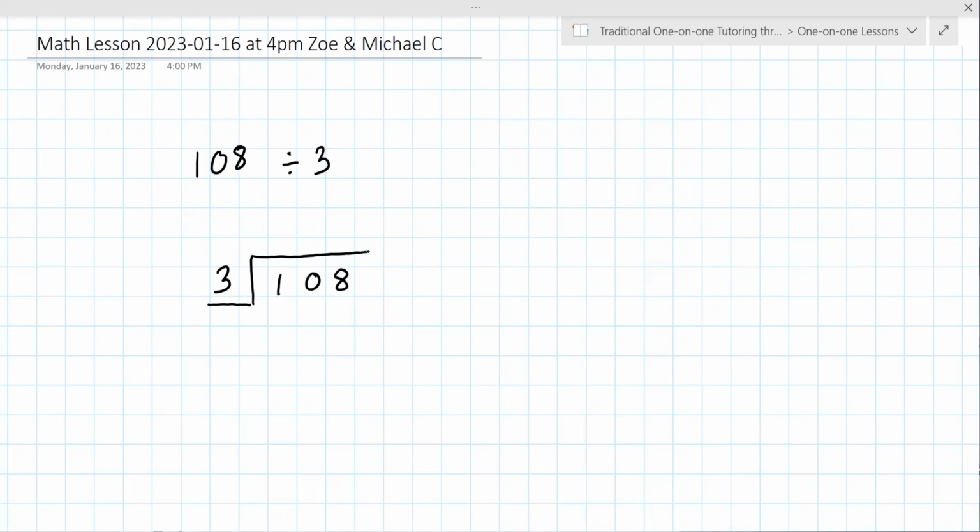Yes, yes. Okay. So from here, you have to decide, well, how many times does 3 go into 1? Because the 1 is smaller than the 3, it does not go in. It does not go into 1. You need the number to be bigger than 3. So you say, okay, well, let me go to the right and look at these two numbers together, 10. How many times does 3 go into 10?